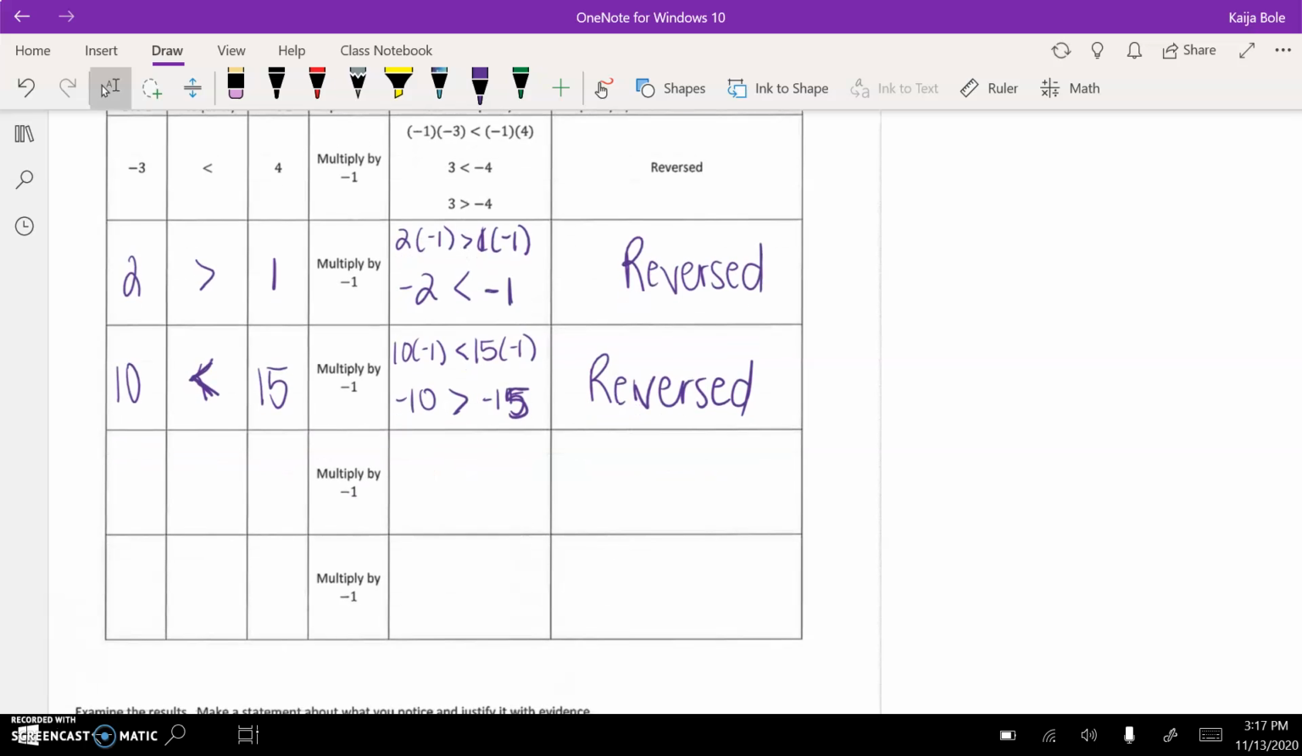Now, what if I had two negative numbers? Let's see, we've got to check and make sure it works too. So if I had -5 is greater than -4, so multiply both by -1.